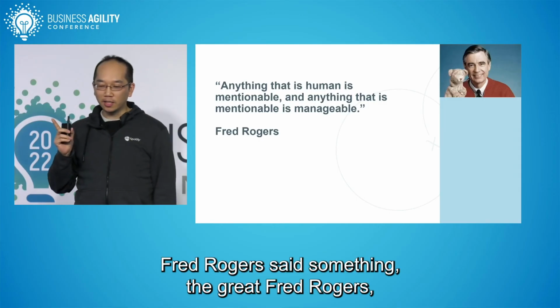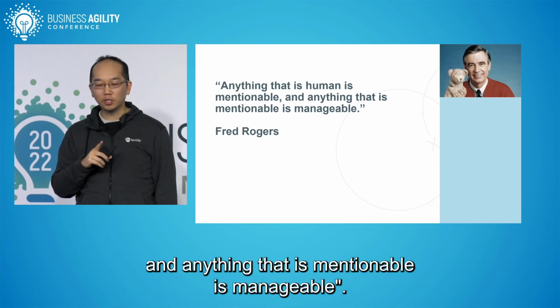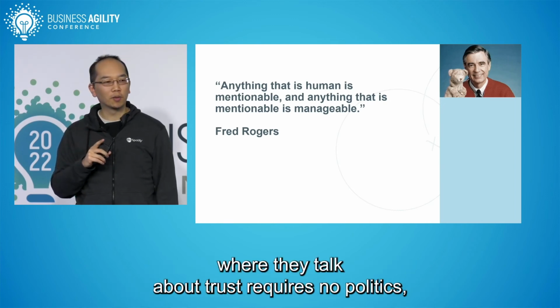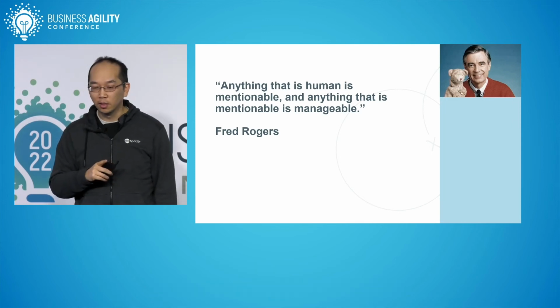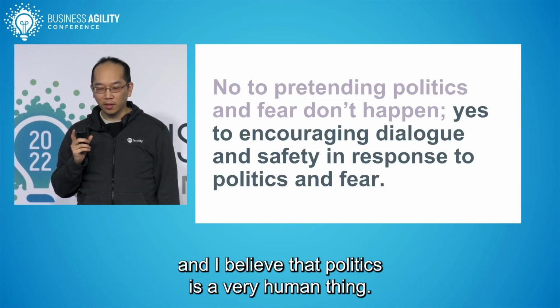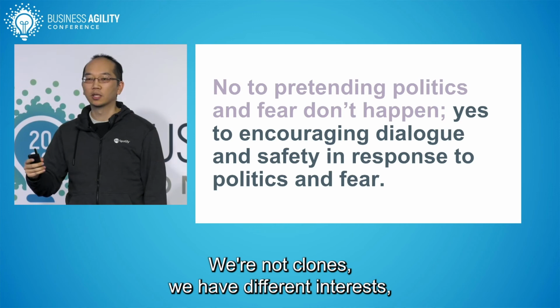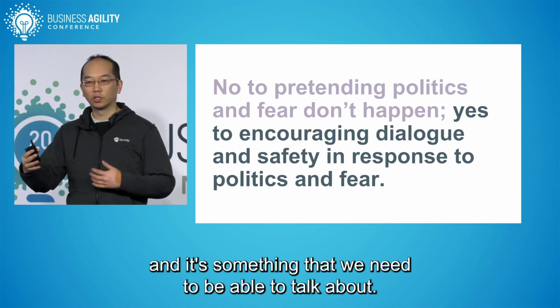Fred Rogers, the great Fred Rogers, said something: anything that is human is mentionable, and anything that is mentionable is manageable. There was something in the video where they talk about trust requiring no politics, which I actually disagree with because I am a student of Fred Rogers. And I believe that politics is a very human thing, right? We're not clones, we have different interests, and it's something that we need to be able to talk about.